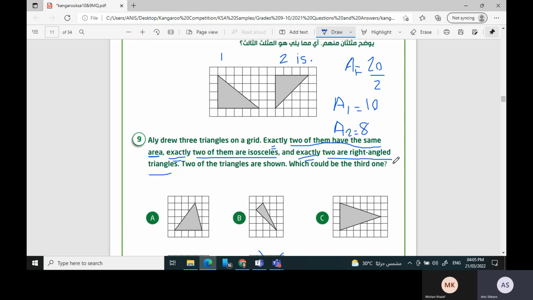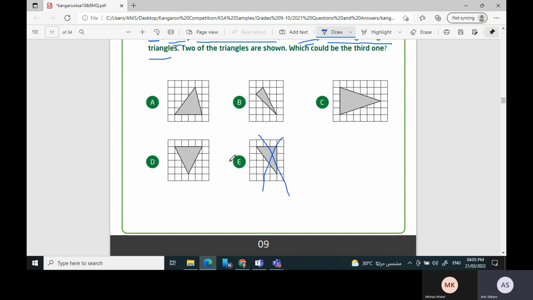Exactly two are right angle triangles. So, of course, you know the right angle triangles. I have this to be a right angle triangle, and this one is a right angle, plus it's isosceles, so right isosceles, but this condition applies for these two triangles. So, of course, the third one should never be a right triangle. So I'm going to search for right angle and choice E also, so this is the reason why we removed that.